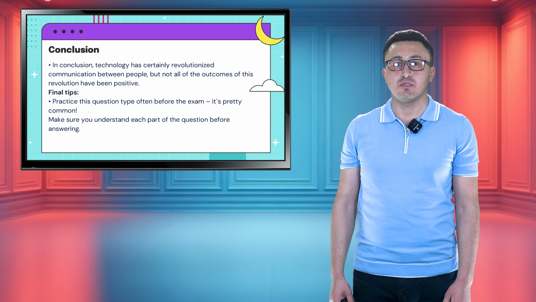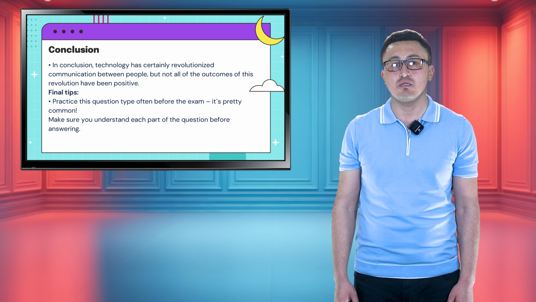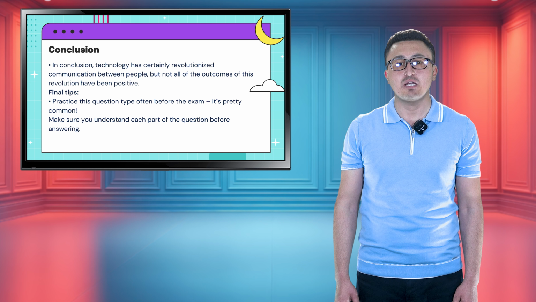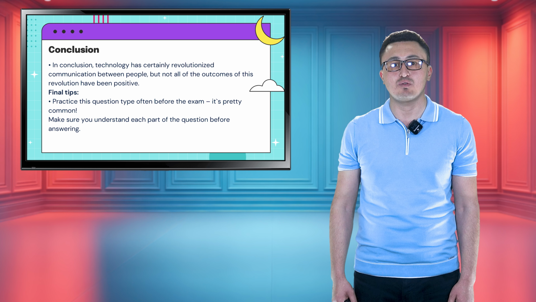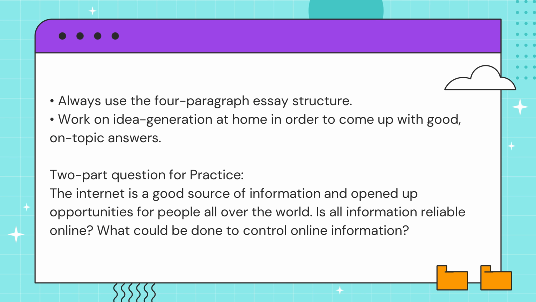Now at the end of the lesson, I'm going to give you some tips. First, practice this question type often before the exam. It's pretty common. So make sure you understand each part of the question before answering. Always use the 4-paragraph essay structure, because if you use such a structure, it will be easy for you to write at least 250 words.